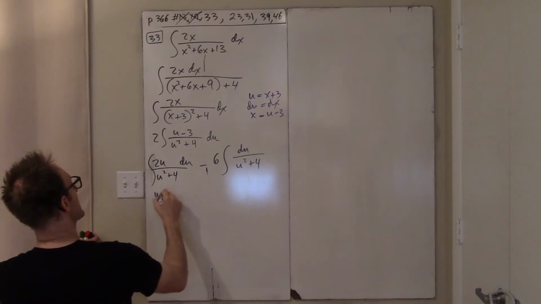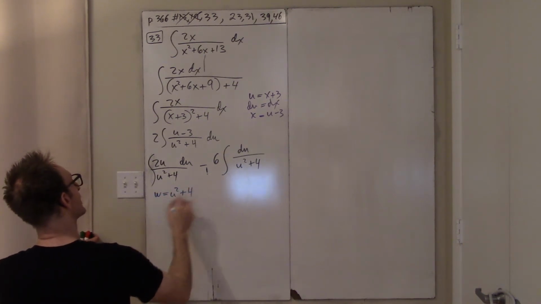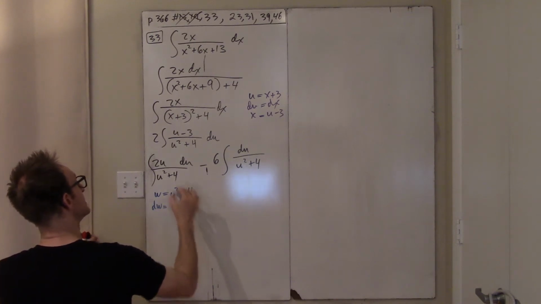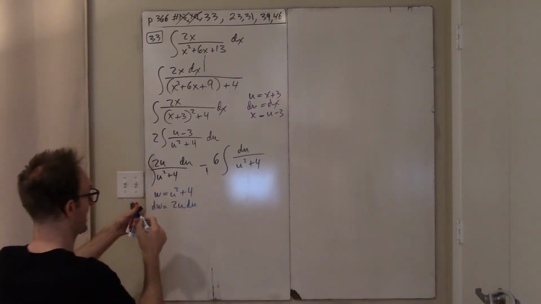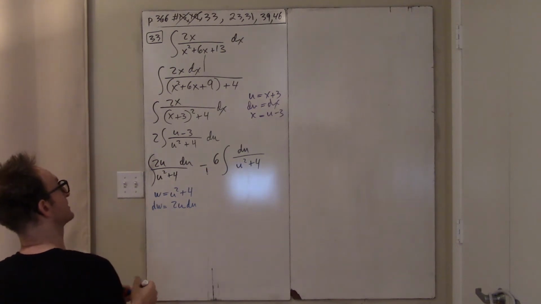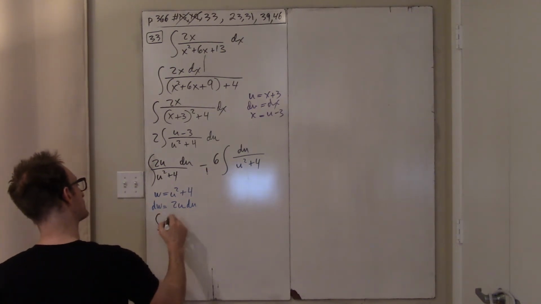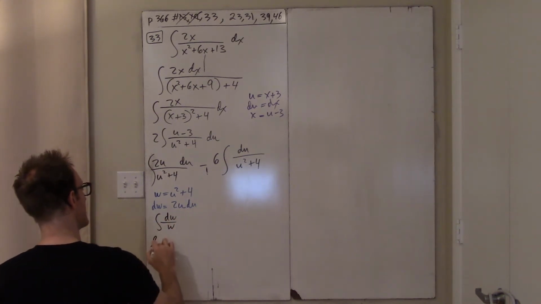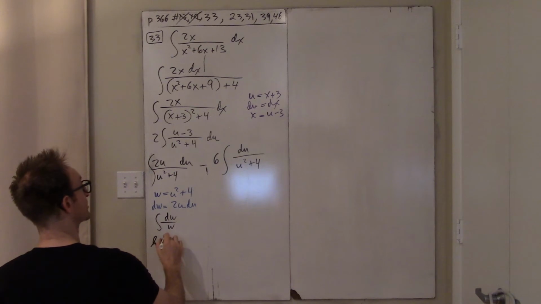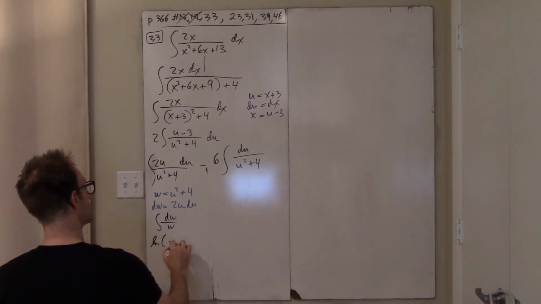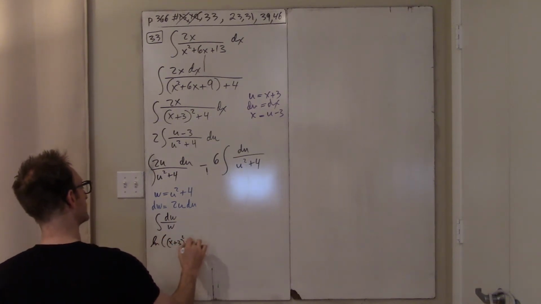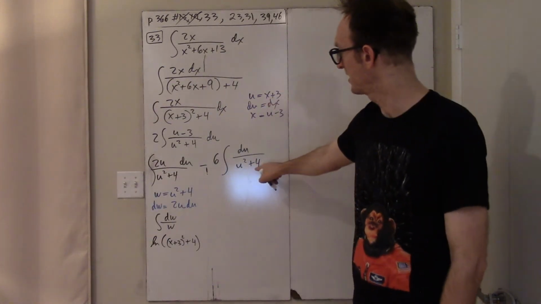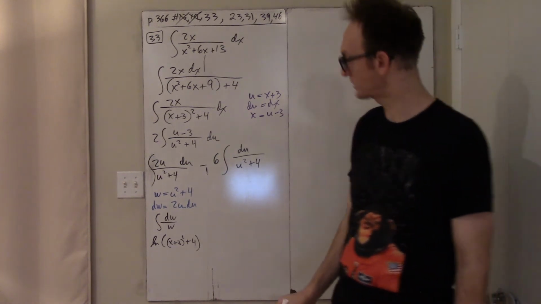Here, if I let w be u squared plus 4, then again dw is 2u du, which is exactly what I have. And so this becomes a dw over w situation, and so this is natural log of u squared plus 4. So this is the natural log of (x plus 3) squared plus 4.